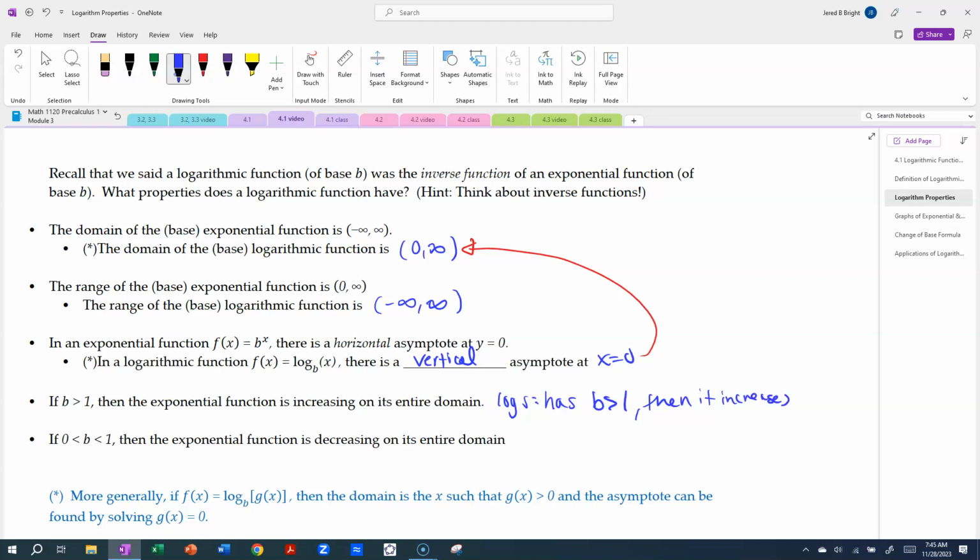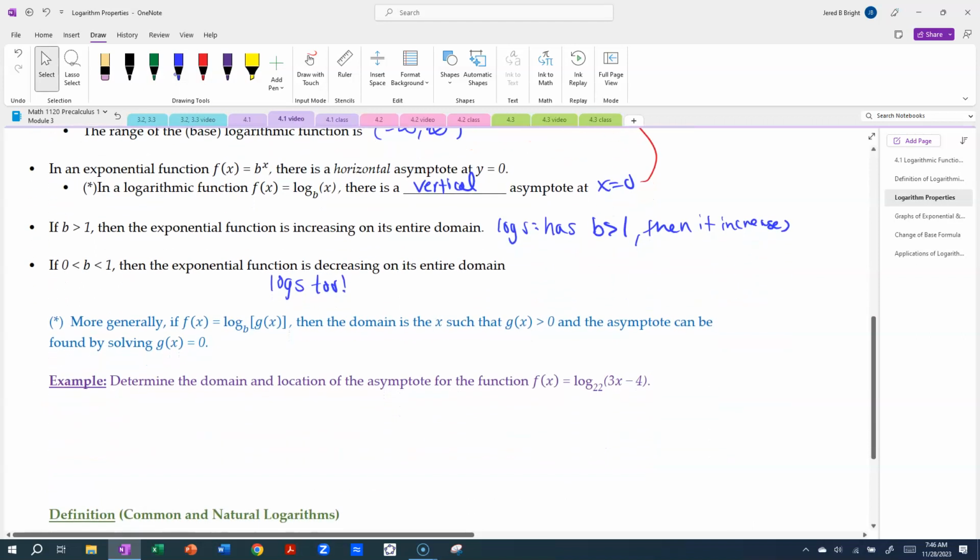And similarly, if the base value is a fraction between 0 and 1, if we were dealing with exponential functions, we would say that the function is decreasing on its entire domain. Actually, the same thing happens with logs as well. Okay, so we would see decreasing behavior.